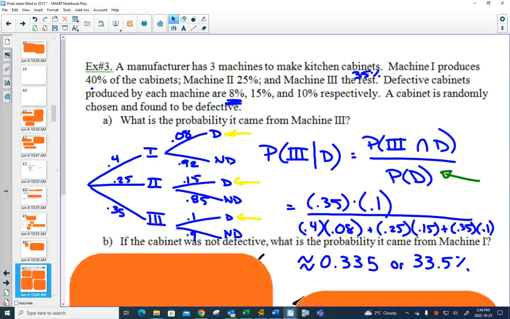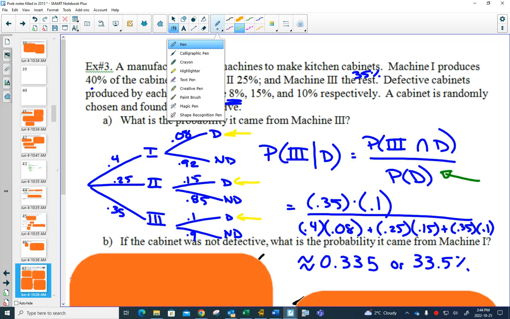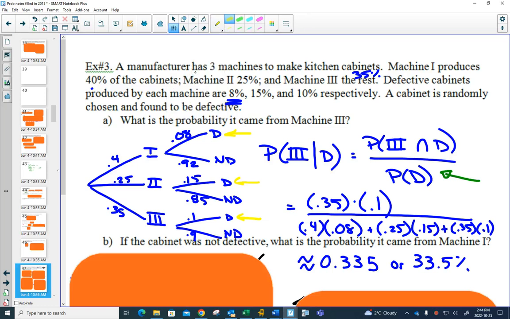Probability of machine 3 given defective is equal to probability of machine 3 and defective divided by the probability of it being defective. Machine 3 and defective, that can be represented by this branch. Machine 3 and defective is that branch right there. How do we figure out the probability of a certain branch? Well, probability of machine 3 is 0.35, probability of defective is 0.1, both of them together. We just need to multiply those together.